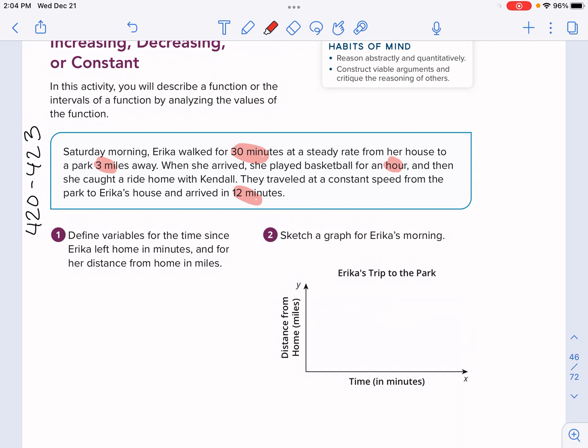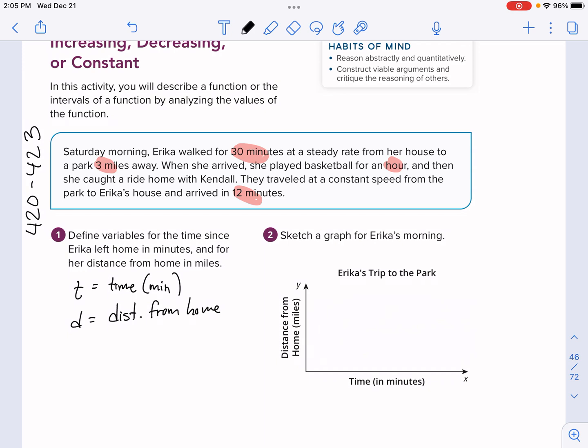All right. So for number 1, it says define variables for the time since Erica left home in minutes and for her distance from home in miles. We're going to let t equal the time in minutes since Erica left home, and d will represent the distance from home. I'll just put dist from home. And that is in terms of miles.